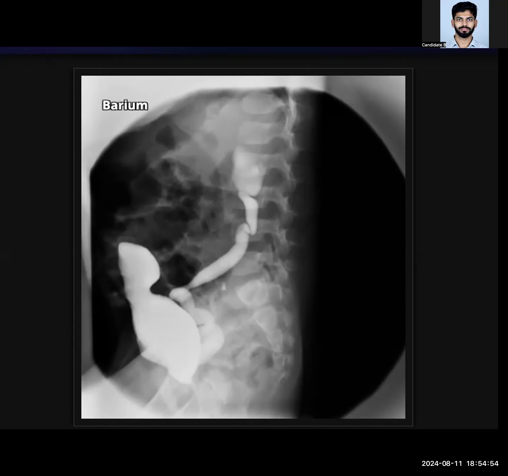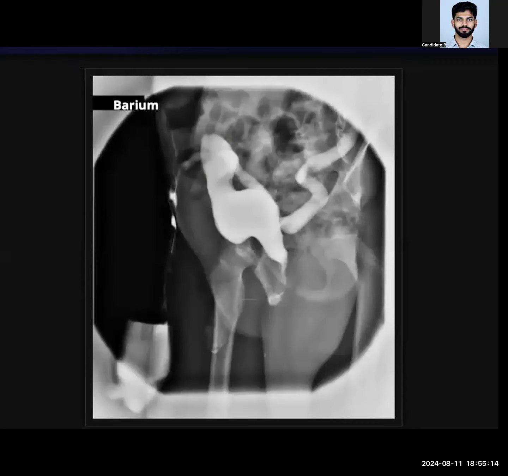I'm trying to see the vertebra. Vertebra looks normal. I can't see any widening in the presacral location. So I would compare any MRI images to see if there is any underlying spinal lesion also. Okay.